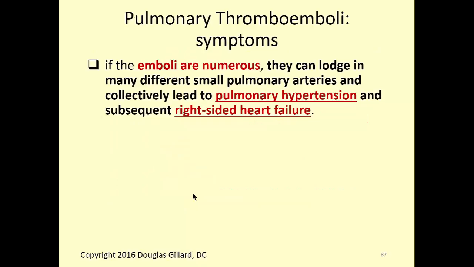If the emboli are numerous, maybe they're not that big, but there's just a whole bunch of them. They can get lodged in a bunch of pulmonary arteries to the point you get pulmonary hypertension, which we're going to talk a lot about. Pulmonary hypertension, it'll back up blood into the right side of the heart, and you can get right-sided heart failure from that.